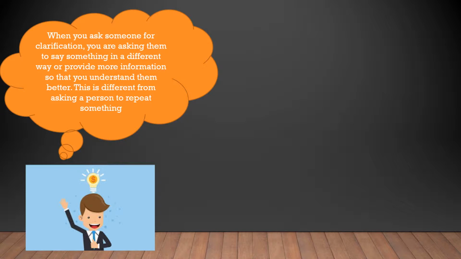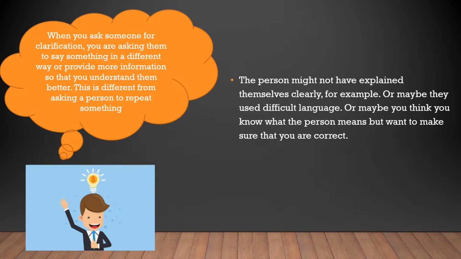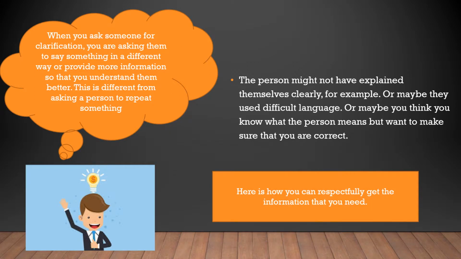So after watching the video, you might notice that when you ask someone for clarification, you are asking them to say something in a different way or provide more information so that you understand them better. This is different from asking a person to repeat something. The person might not have explained themselves clearly, for example, or maybe they use difficult language. Or maybe you think you know what the person means but want to make sure that you are correct. Here is how you can respectfully get the information that you need.